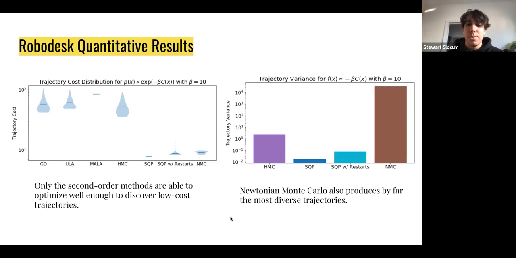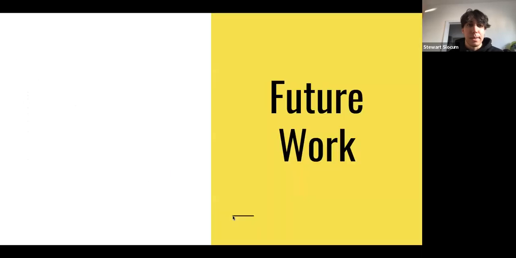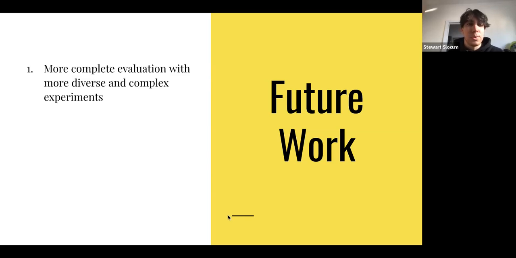At the same time, Newtonian Monte Carlo also produces the most diverse trajectories, and therefore does the best at generating diverse and near optimal trajectories. In this project, we successfully used MCMC algorithms to produce diverse and approximately optimal trajectories for motion planning problems. We also consider several directions for future work.